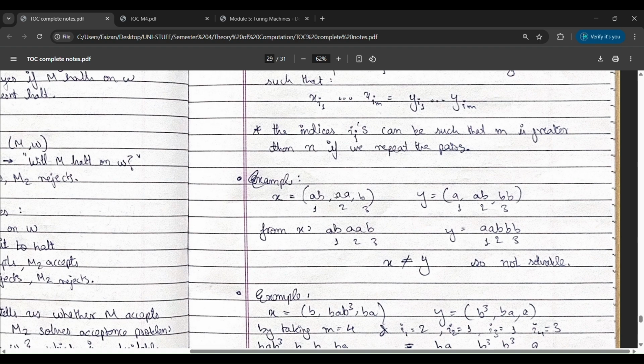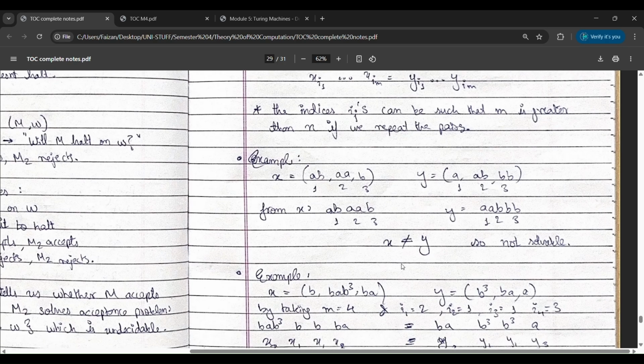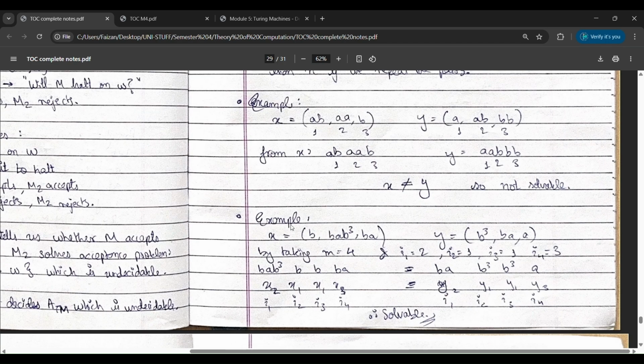Look at the example. Over here you have X: A, BA, and B. And you have Y: AB, B, and BB. This is X1, X2, X3, Y1, Y2, Y3. From X you have the indices 1, 2, 3, and Y as 1, 2, 3, but these strings are not equal, hence this is not solvable.